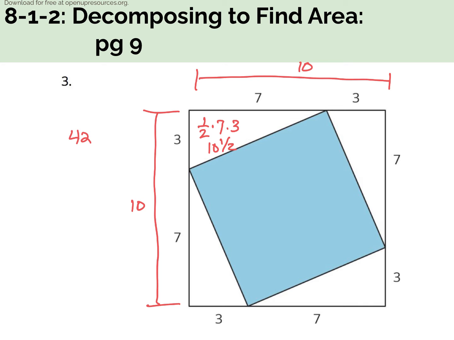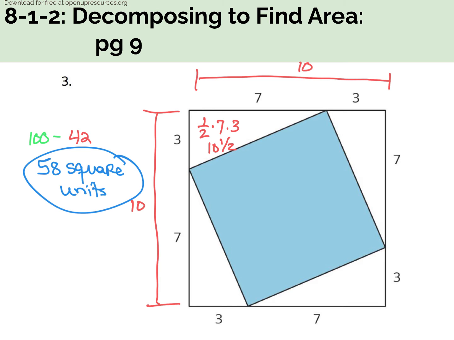The bigger square is 100. So we're going to have 100 minus 42, which is the tilted blue square, which is 58 square units. So this kind of helps us understand as far as decomposing or rearranging different triangles and be able to go ahead and find the bigger triangle versus that smaller triangle.